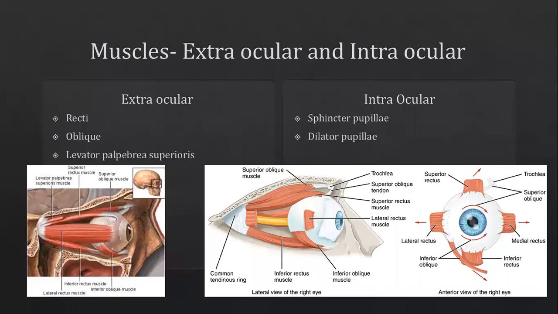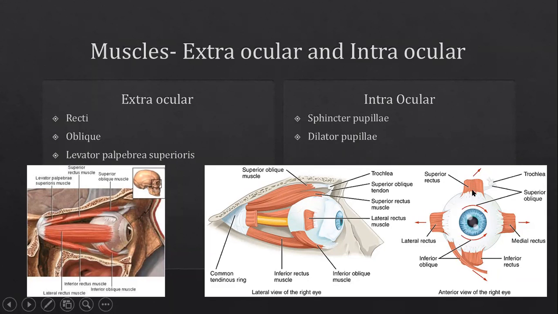The next structure we'll discuss is the, so we have looked at the walls, we have looked at the communications of the orbit. We have looked at the optic nerve. Let's look at the muscles of the globe. If you look at the muscles, we have got the extraocular and the intraocular muscles. The intraocular muscles are really, we cannot resolve them on imaging, certainly not on standard imaging. By and large, we'll be able to look at most of these muscles, especially the recti and the oblique muscles.